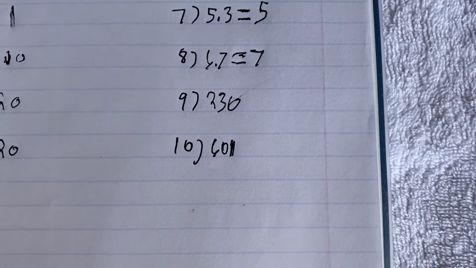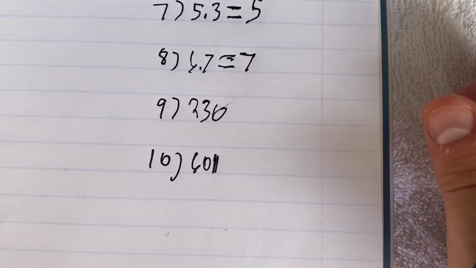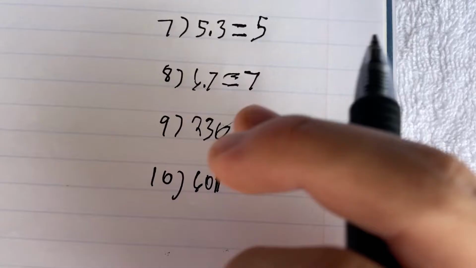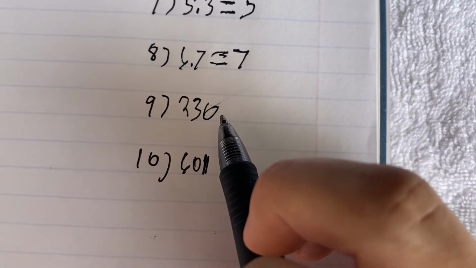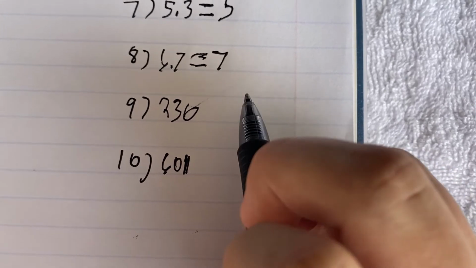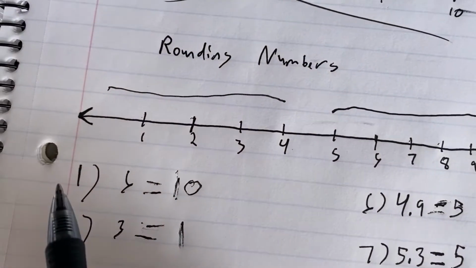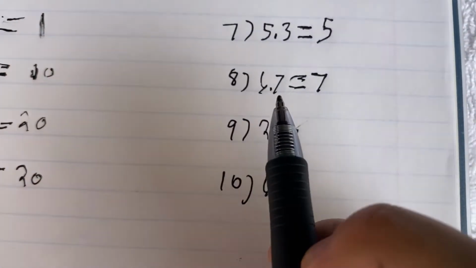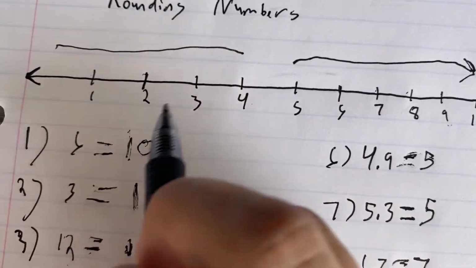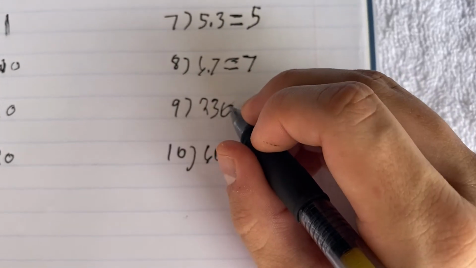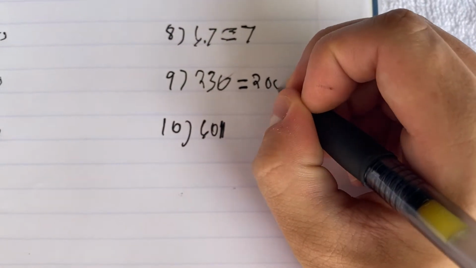Now 230, this is a big one. We're not going to go to the 10s, but we're going to go to the hundreds. So in this case, will 230 go to 200, or will 230 go to 300? It's kind of hard to tell because we don't have a 0, but we can say this. There's a 3, and because of that, it's going to go to the left. So this will definitely be 200.